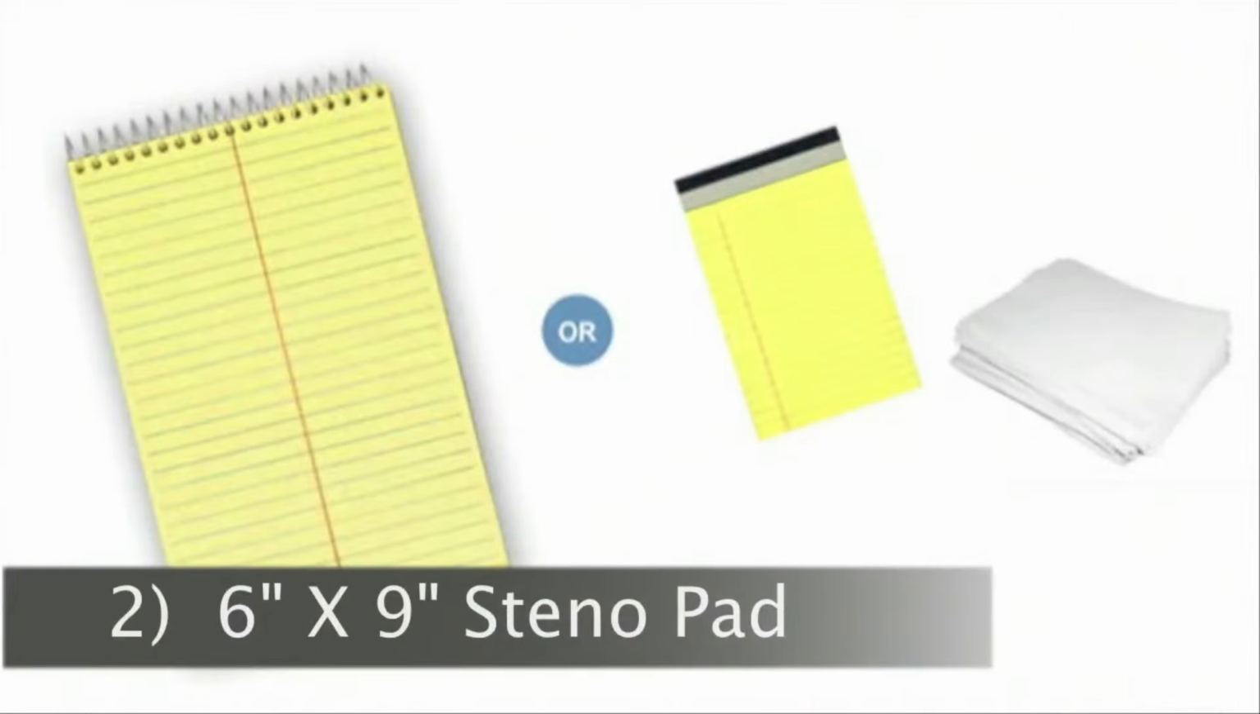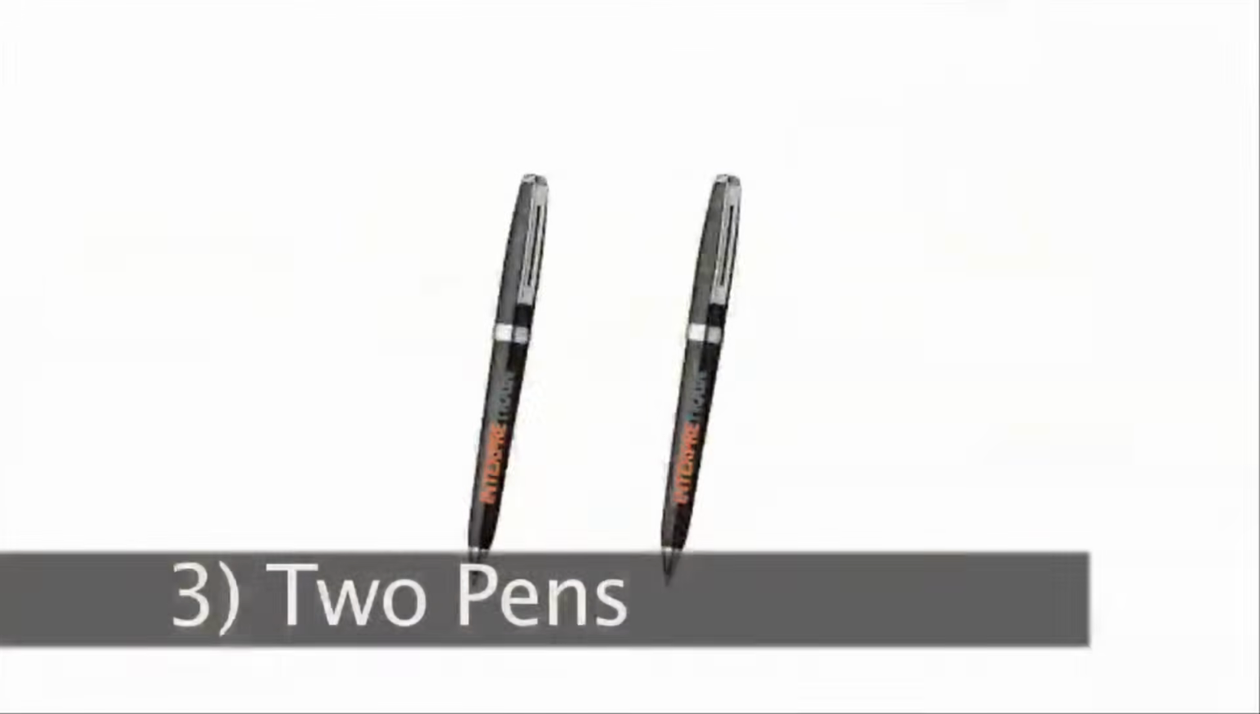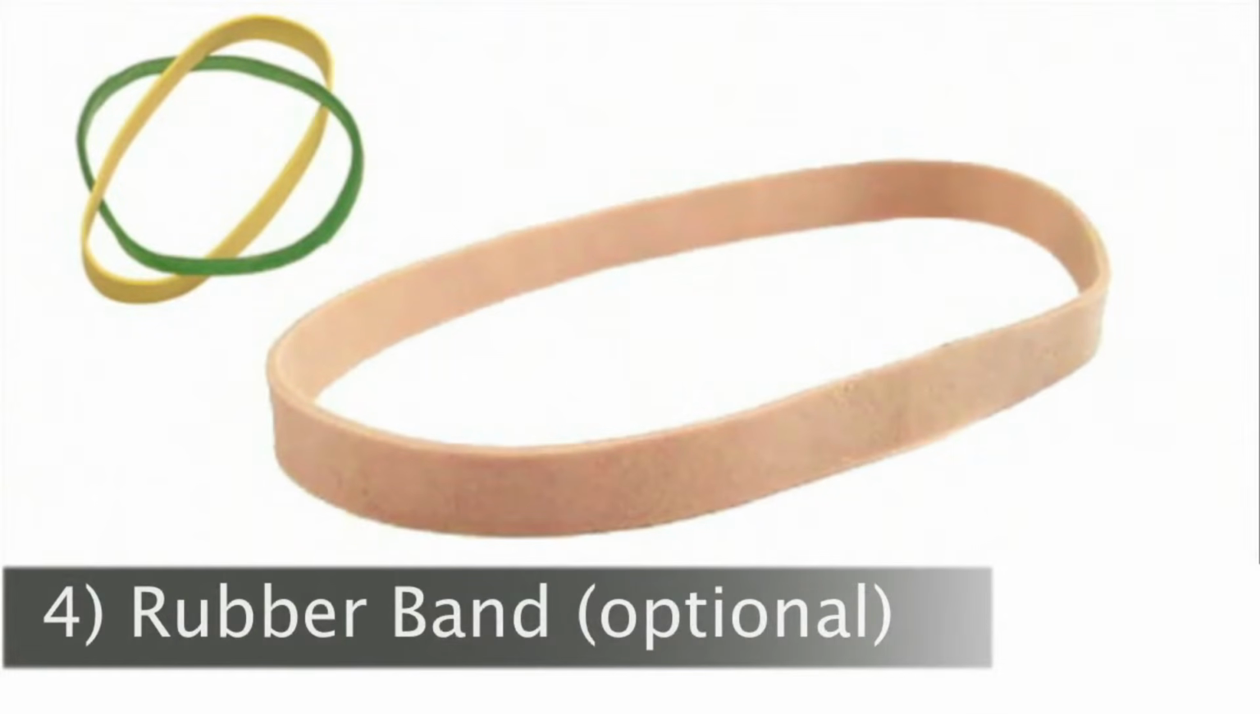2. A 6 inches by 9 inches stenopad. This is the optimal tool for interpreters to take notes. But if you don't have one, any notepad or sheets of paper will do. 3. 2 pens. Choose a couple that you're comfortable with to make sure you don't run out of ink. And finally, 4. A rubber band. This last tool will be useful, but is optional.